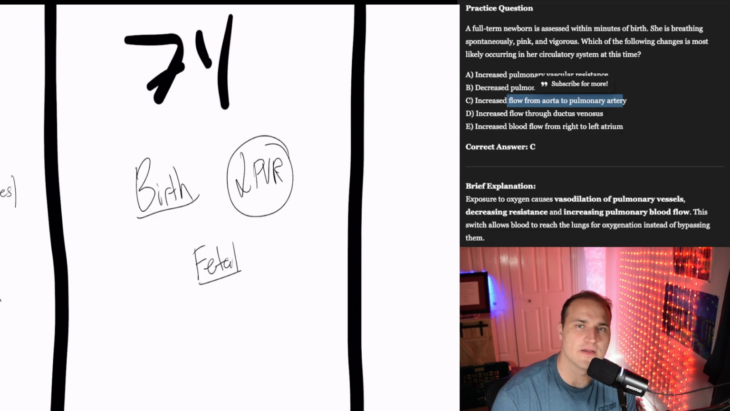And so in utero, you have high PVR. The blood bypasses the lungs via the foramen ovale and the ductus arteriosus. But then at birth, taking that breath, the lungs expand and the oxygen dilates the vessels, and then the PVR will fall really sharply. So you have increased blood flow to the lungs. There's more to return to the left atrium, and so the foramen ovale will then close. And the flow through the ductus arteriosus will reverse and decrease, and then eventually it'll completely close.